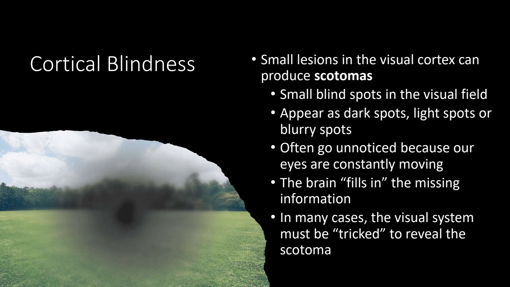So with cortical blindness, you can have small lesions in the visual cortex or other parts of the visual pathway as well. These lesions can be small, they can be large. And the size of what is referred to as a scotoma will vary depending on the size of the lesion. Small lesions in the visual cortex can produce scotomas, which are small blind spots in the visual field. They may appear as dark spots, as on the slide, or light spots, or blurry spots. Basically you have some parts of the visual field that are obscured in some way.